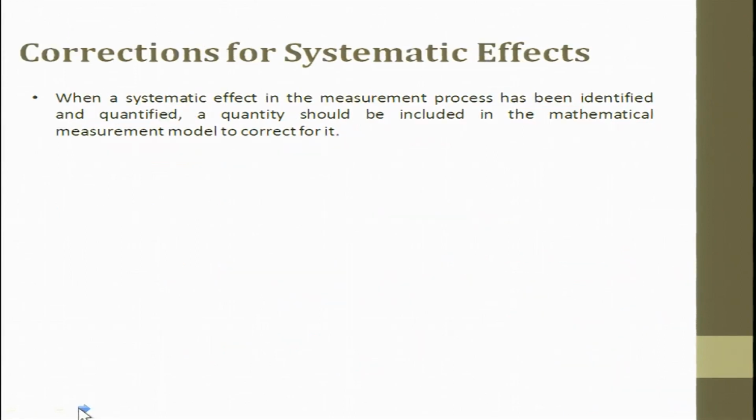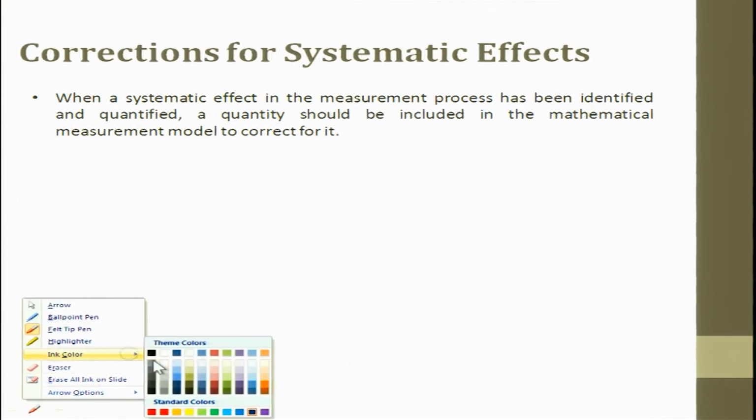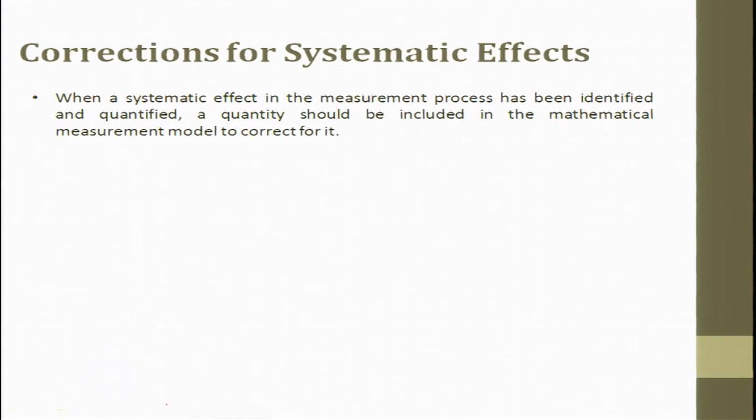So corrections of systematic effects. When a systematic effect in the measurement process has been identified and quantified, a quantity should be included in the mathematical measurement model to correct for it.